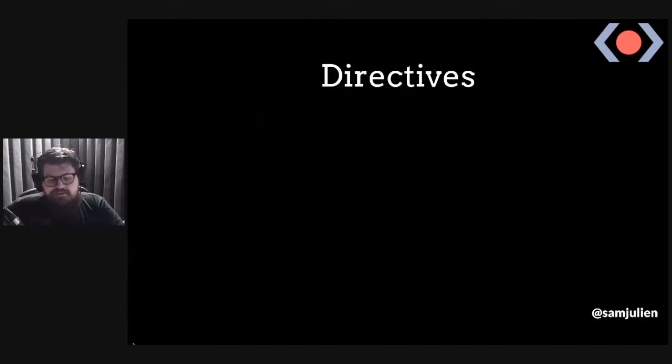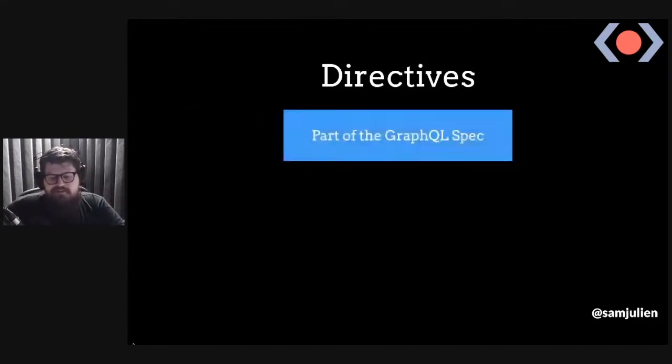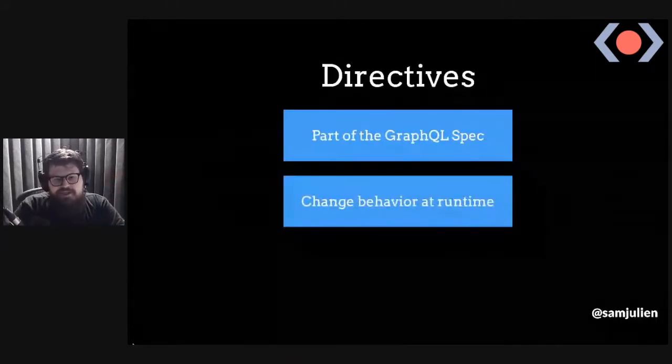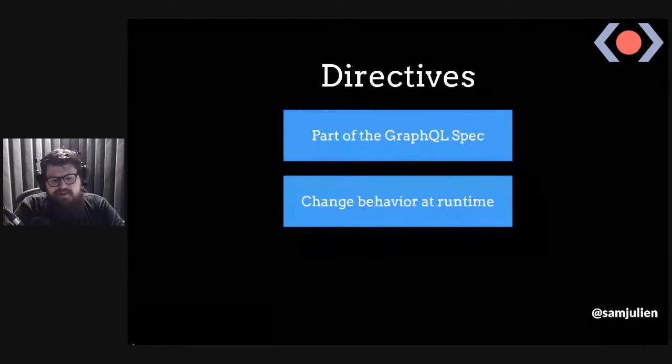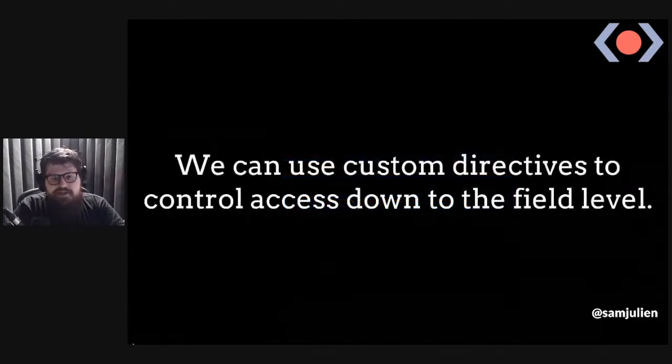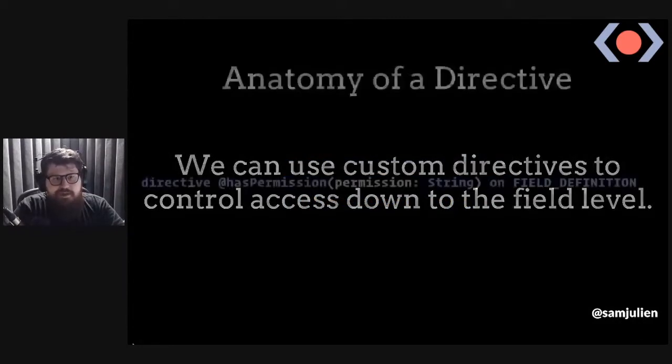And directives have a few nice things about them. They're part of the spec, so it's an official, supported thing to do. What they're really good for is changing behavior at runtime. And because of this, they have a lot of different applications. For example, this is great for internationalization when you have to change strings on the fly based on location and things like that. And so we can do this with our authorization as well. So we can use custom directives to actually control access down to the field level if we want to.